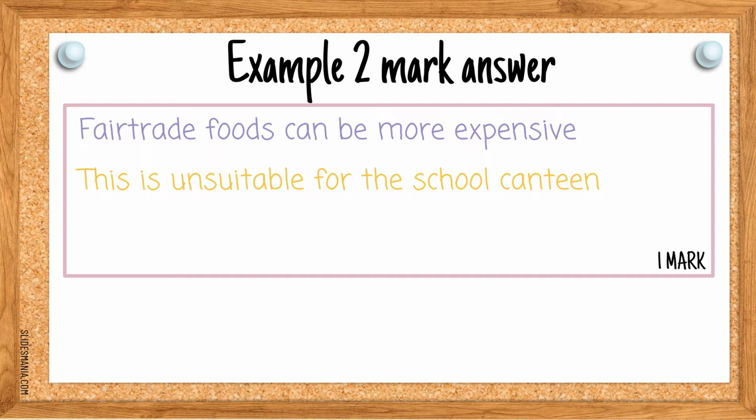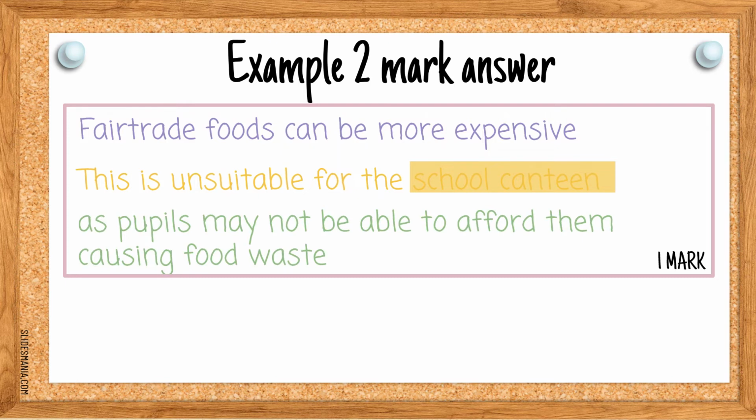So remember, evaluations can be good or bad things. And you can have a mixture of these in your answers, or you can stick with all positives or all negatives for your answer. We also referred back to the scenario in the question, which is a school canteen. And we've given our consequence in green, as pupils may not be able to afford them, causing food waste. So putting those 3 parts of the answer together, you have now gained your first mark.